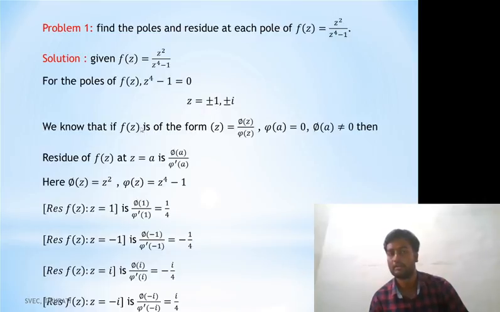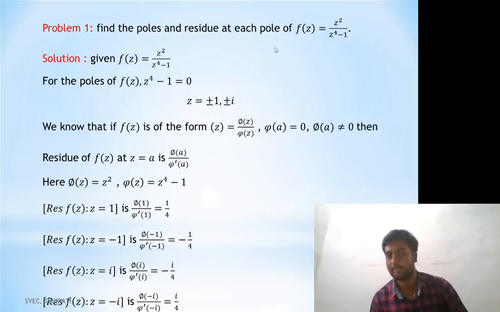Now see, f of z is of the form phi of z by psi of z, and at all these points psi is 0, right? Phi of a is not equal to 0. Then the residue at z equal to a is given by the direct formula phi of a by psi dash of a. Its derivative is 4z cube. Now residue of f of z at z equal to 1 is phi of 1 by psi dash of 1. So phi of 1 means 1 square divided by 4z cube, that means 4 into 1 cube, that means 1 by 4.